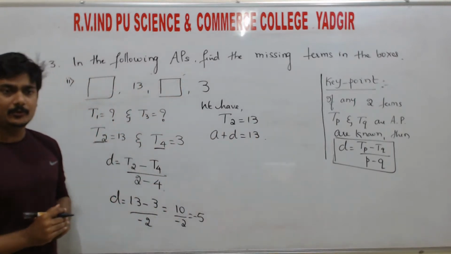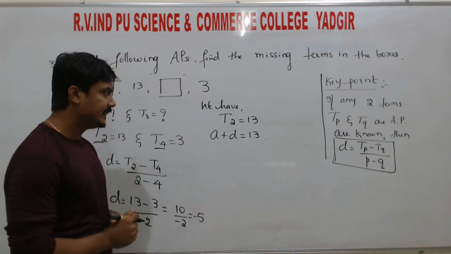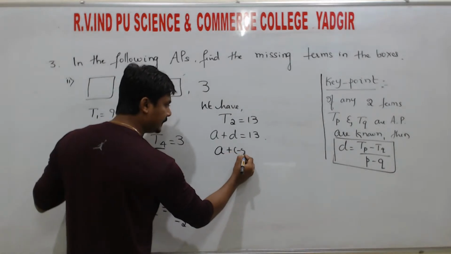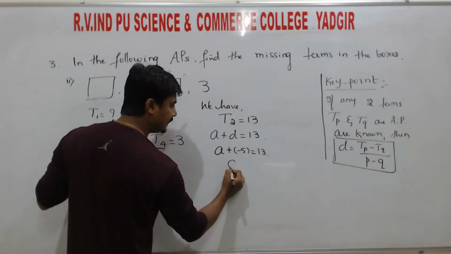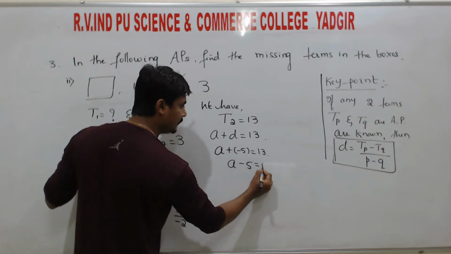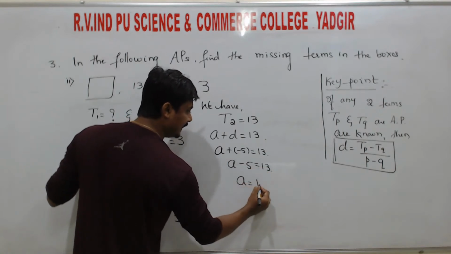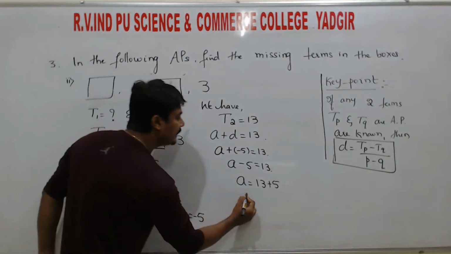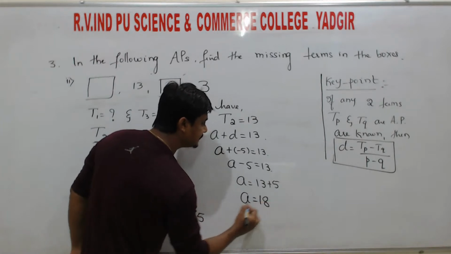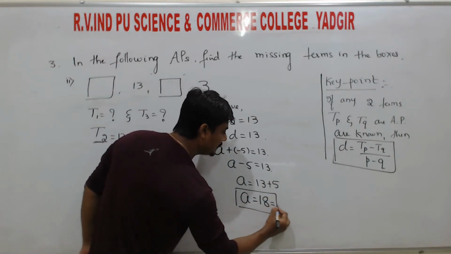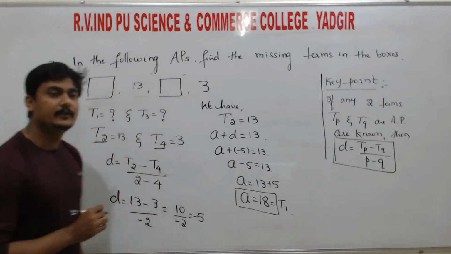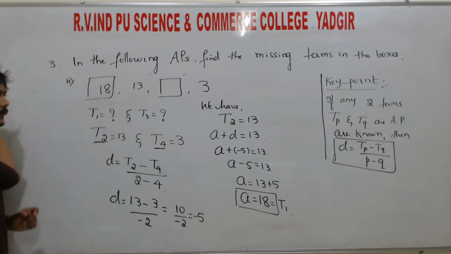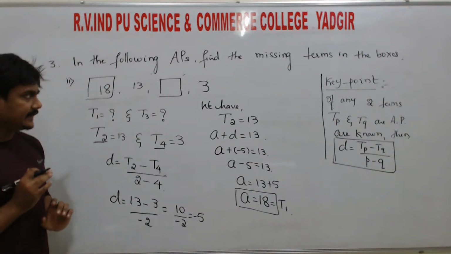T2 of an arithmetic progression is nothing but A plus D. That is A plus D equal to 13. I want the A value. The D value is minus 5, so A plus minus 5 equals 13. This gives A equal to 13 plus 5. So the A value becomes 18. A is nothing but T1. So we have found out the first term as 18. So we have found one missing term in the box, that is 18.